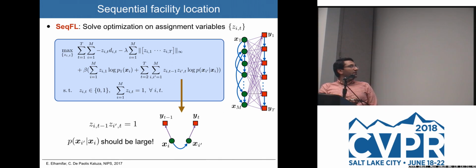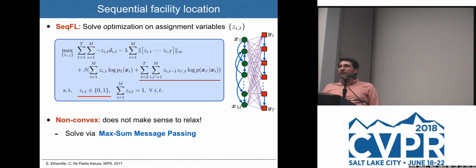So what does this new term mean? Let's assume that y_{t-1} is assigned to be represented by x_i, and y_t is represented by x_i prime, right? That means the product of their assignment variables is going to be 1. In this case, to maximize the potential, I need a large transition probability from i to i prime. So I'm going to select the sequences of representatives so that for consecutive time points, there is a high transition probability from one item to the next.